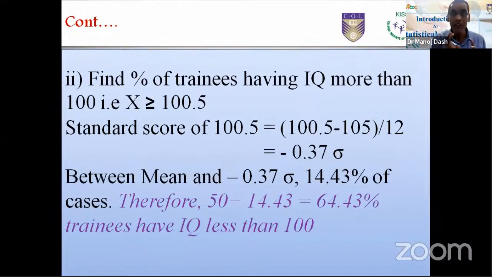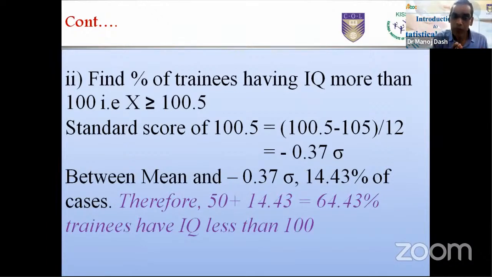I hope it is clear, but you should ask me, sir, why have you added 50 here? In the previous question, we subtracted from 50. Now we are adding 50. Why are we adding 50? Because our mean is 105. More than 105, how many cases are there? 50% cases, because we know above the mean 50% cases, below the mean 50% cases.